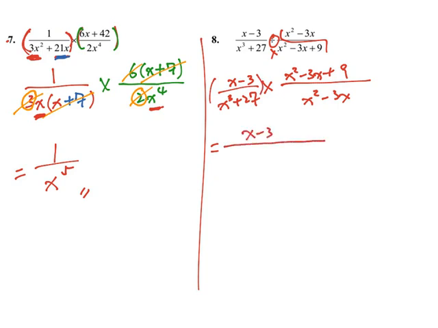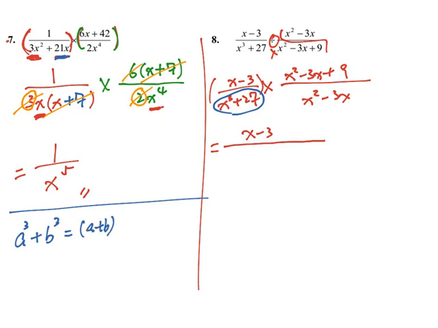And for the denominator, do you remember from Form 3? We learned this one. Do you remember this? a cubed plus b cubed. This formula here actually is an identity. So it is a plus b, a squared minus ab plus b squared.